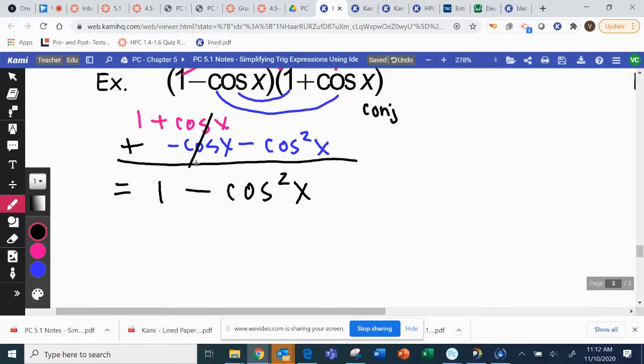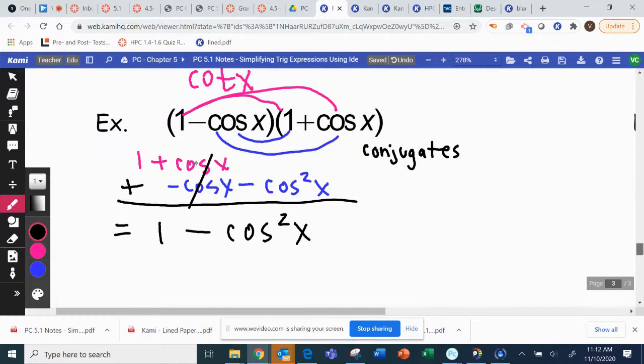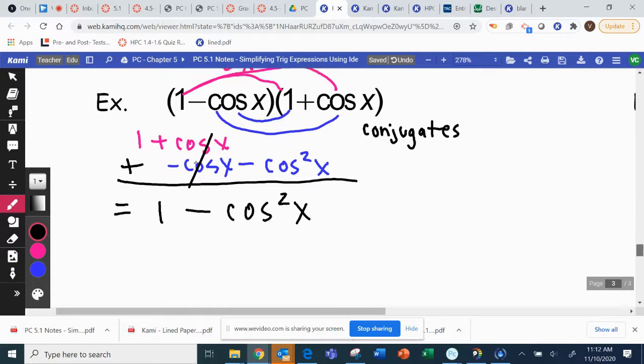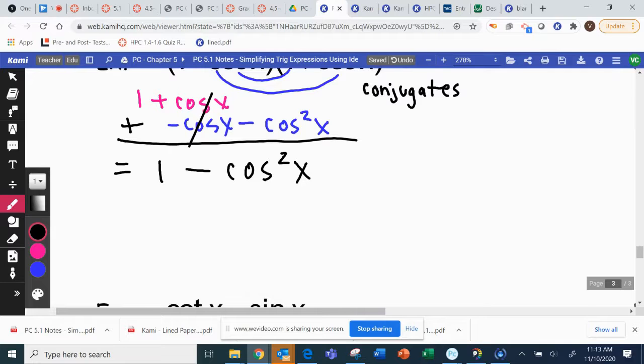Conjugates. Did anybody learn that term last year? Nobody's admitting to it. So conjugates are like when you have the exact same binomial, but one's plus and one's minus. Same first term, same last term, different signs in the middle. Those are conjugates.